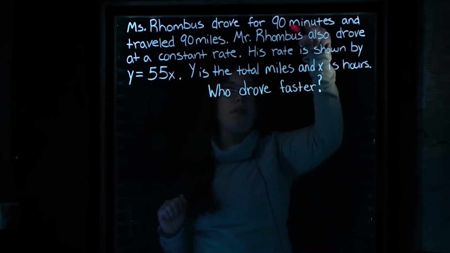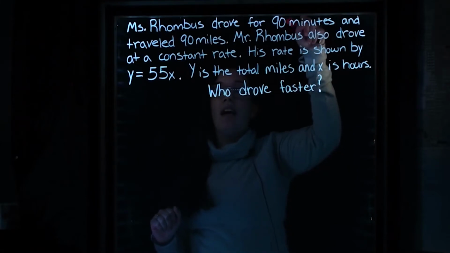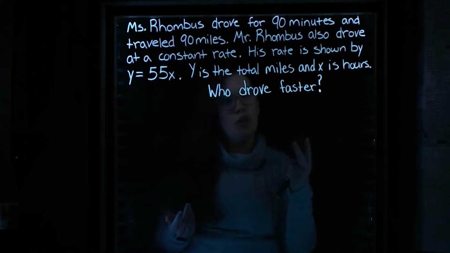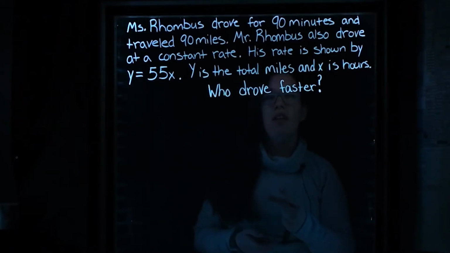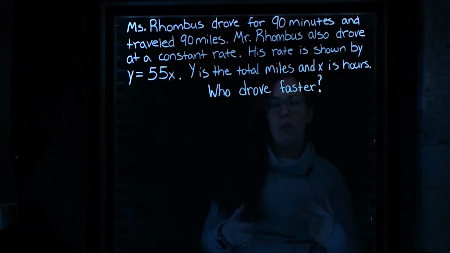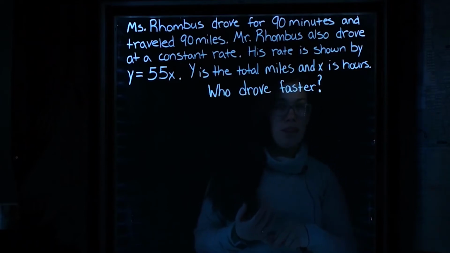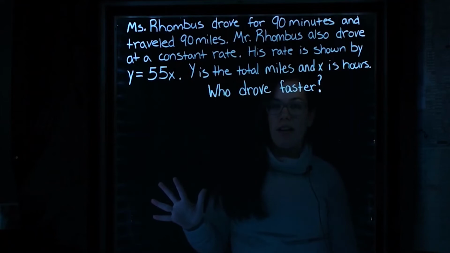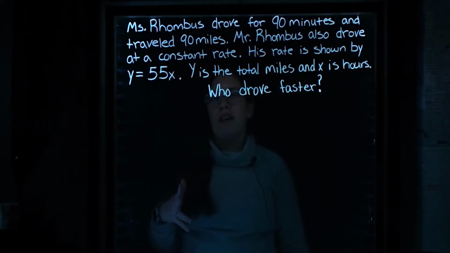So Miss Rhombus is 90 minutes and Mr. Rhombus is hours. So those are two different units. So now if you're asking yourself, who in the world is Miss Rhombus? Well, there's a picture of her right here. Okay, moving on.